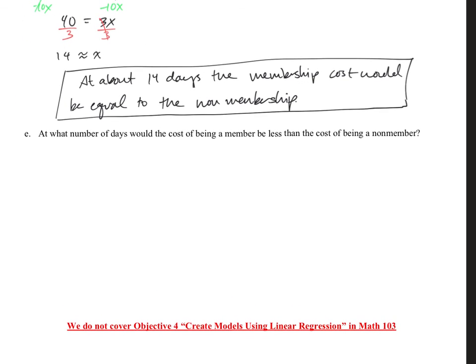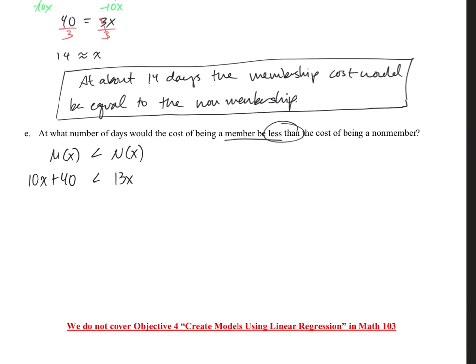Alright, so here we go. Next question. At what number of days would the cost of being a member be less than the cost of being a non-member? So this question is a little different. What we're trying to figure out this time is when a member, okay, so that was m of x, would be less than, so we're just looking for less than, not equal to, less than the cost of being a non-member. So when is m of x less than n of x? Alright, so almost the same equation, but this time we have that less than symbol. We'll plug in the values, so 13x.